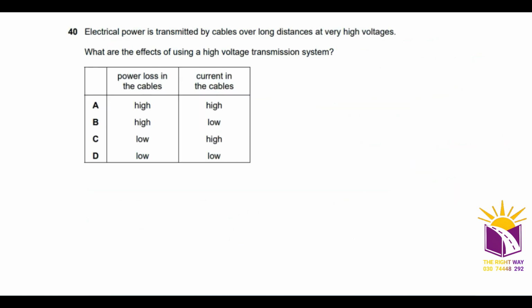Question number 40. Electrical power is transmitted by cables over long distances at very high voltages. What are the effects of using a high voltage transmission system? When we increase the voltage, the current becomes low. Due to low current, there are fewer losses in the cable. So D is the right option, in which the power loss in the cable is low and the current in the cable is also low.